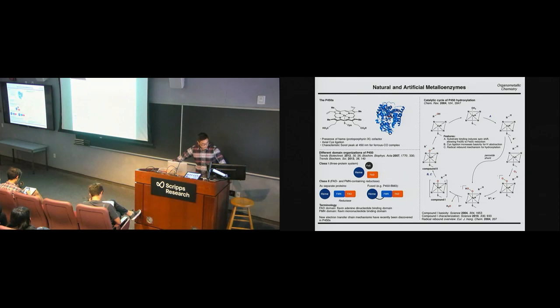Most of these systems exist as separate proteins, with the exception of a few. There are some P450s that have fusion between the heme domain and FMN and FAD domain, and this actually allows a more efficient electron delivery system because they're essentially connected together. And I should also point out that there are other classes of P450s and new electron transfer chain mechanisms that have recently been discovered also.